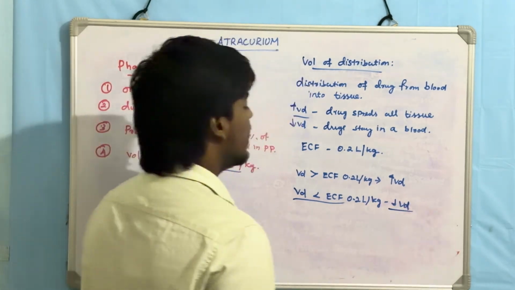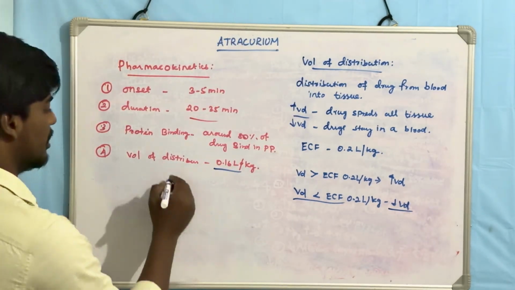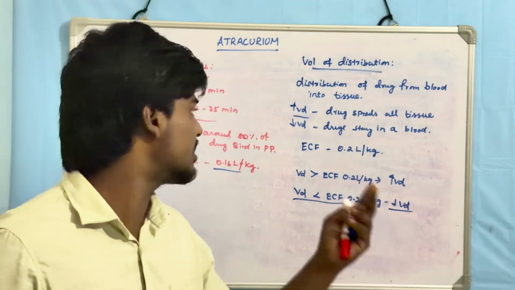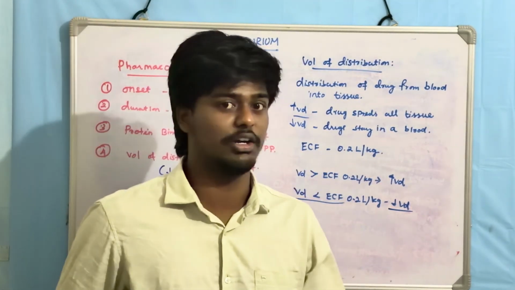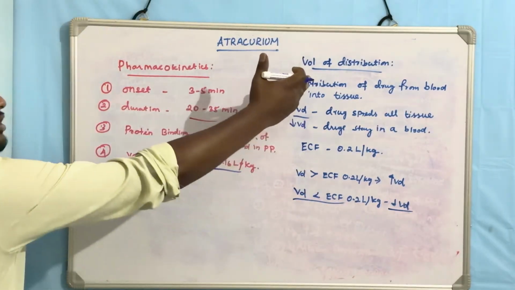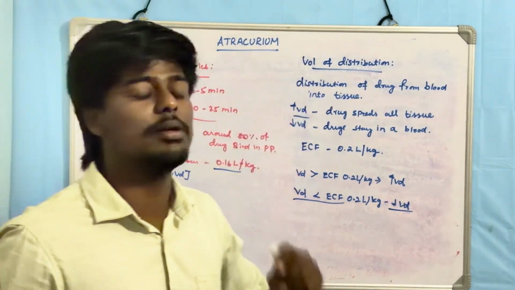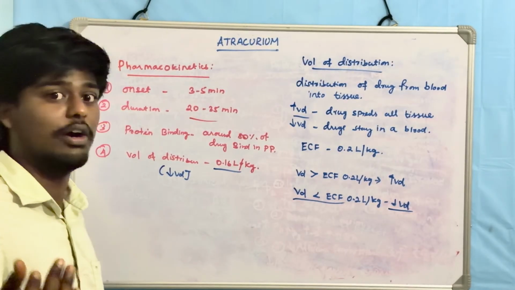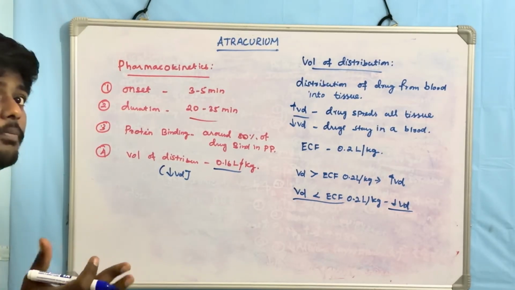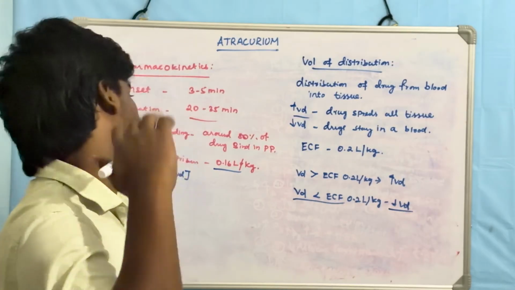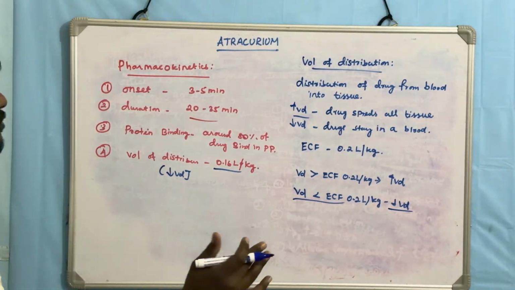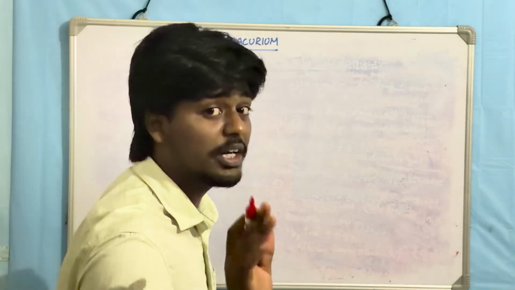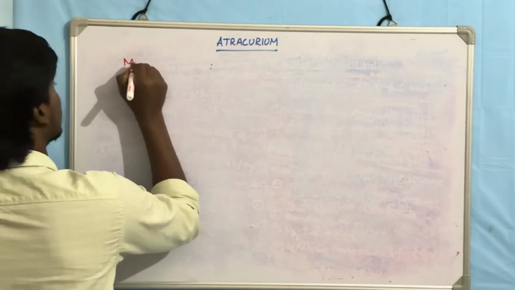So it is a decreased volume of distribution, and the drug mostly stays in the blood only. That is the concept of volume of distribution. The volume of distribution helps to find the loading dose, half-life, and drug clearance also. This is the pharmacokinetics of Atracurium. Now we learn about the metabolism and elimination of Atracurium.